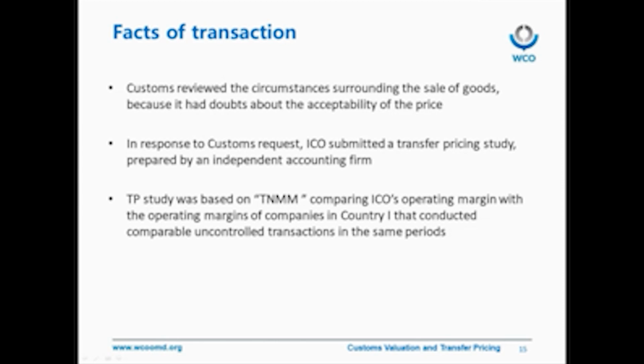In this method, ICO is a distributor, and ICO has an operating margin. So with this method, TNMM, we compare ICO's operating margin with other distributors' operating margins in order to determine whether the price of the imported goods, the transfer price of the imported goods, is acceptable or not.